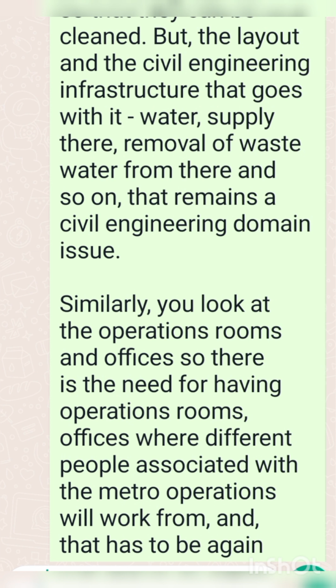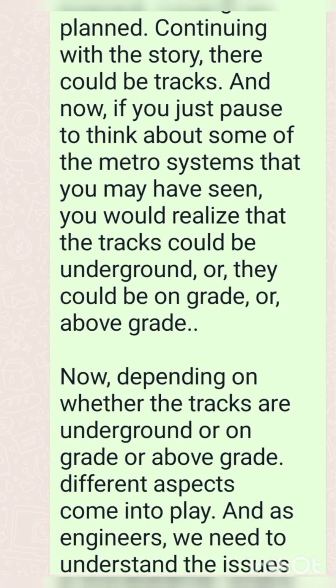Similarly, you look at the operations room and offices. So there is the need for having operations room offices where different people associated with the metro operations will work from, and that has to be again. Continuing with the story, there could be tracks.